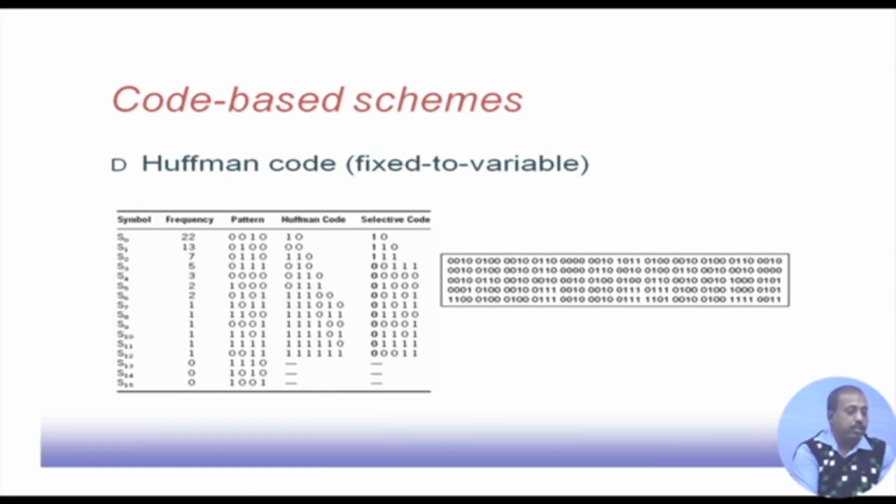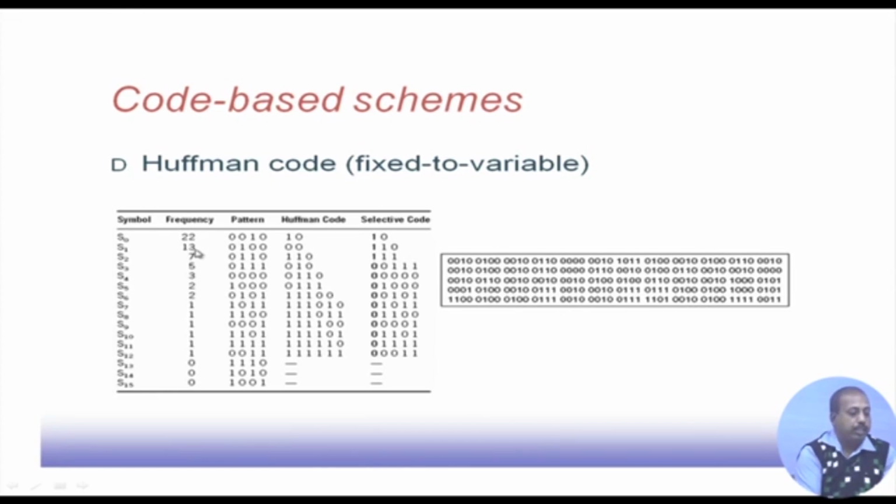The next one is a code based scheme, a fixed to variable length coding, which is known as Huffman coding. Now suppose this is the test pattern set that we have. In that we see how many times this pattern 0 0 1 0 has occurred. If you count, this is occurring once here, then once here, once here, and once here. If you count in this way, you see that this particular pattern has occurred 22 times.